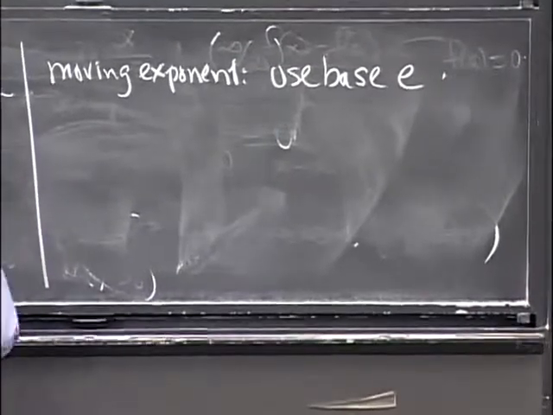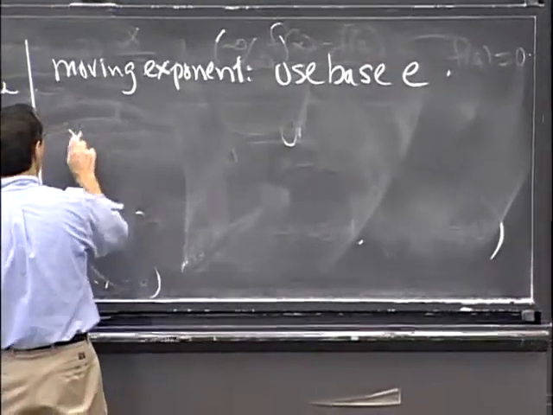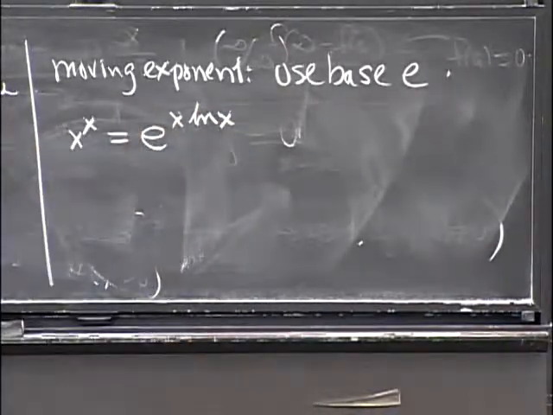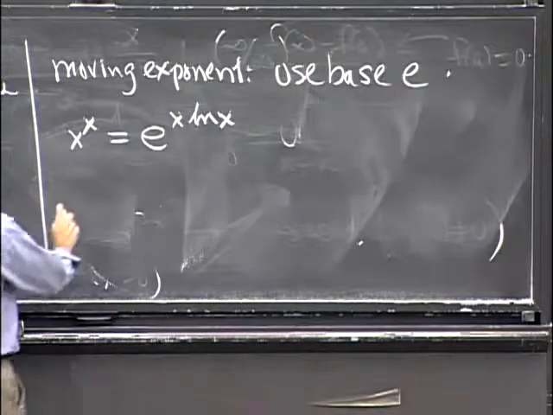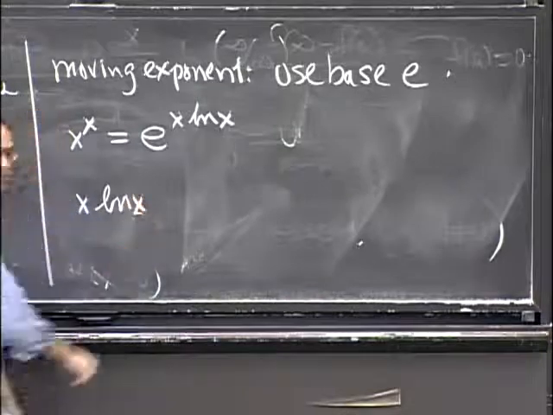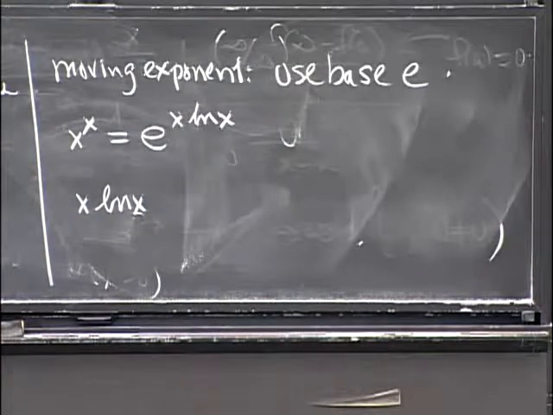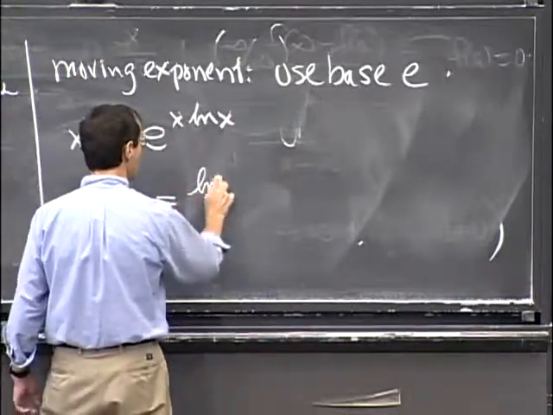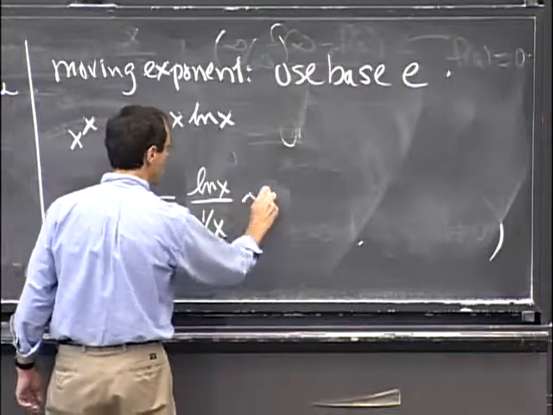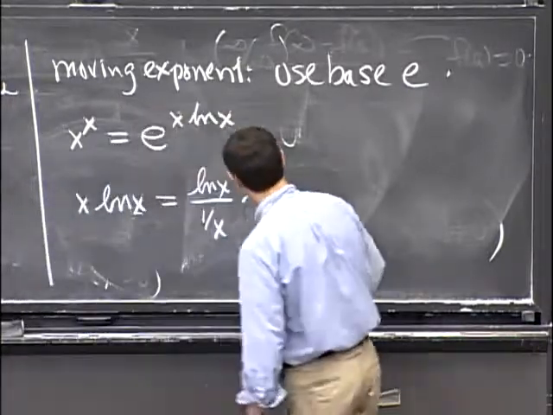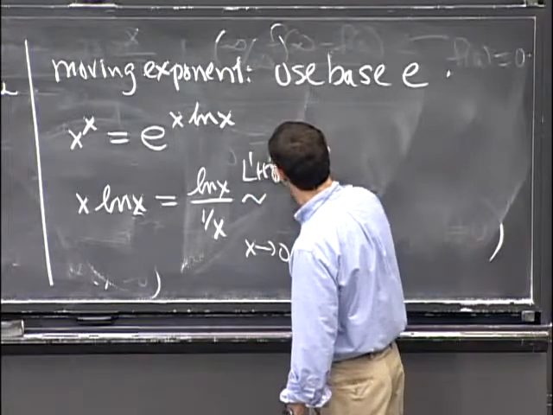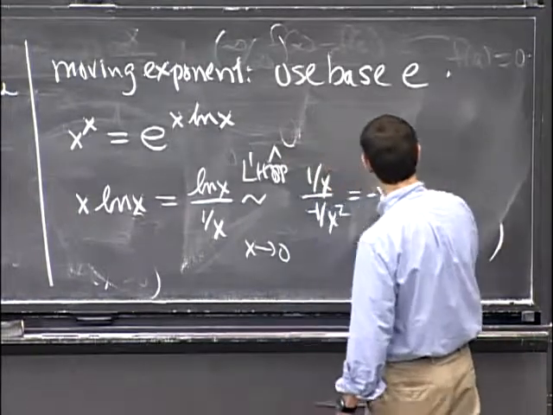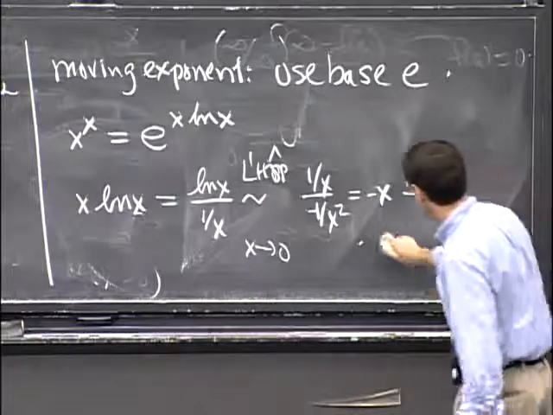That's the good base to use whenever you have a moving exponent. And so we rewrite this as x to the x is equal to e to the x log x. And now in order to figure out what's happening, we really only have to know what's going on with the exponent. Right? So remember, we already did this, but I'm going to do it once more for you. This is log x over 1 over x, and that's equivalent, as x goes to 0, using L'Hopital's rule, to 1 over x over minus 1 over x squared, which is minus x, which goes to 0 as x goes to 0.